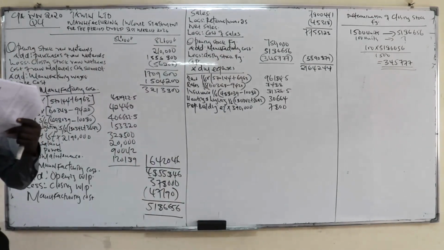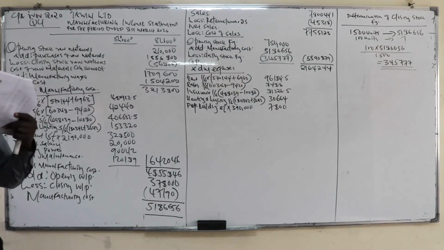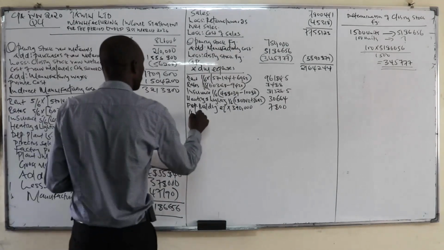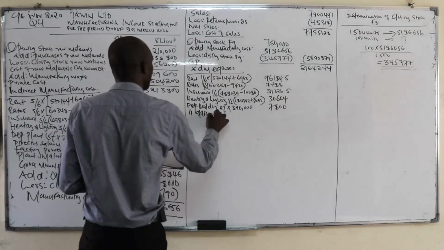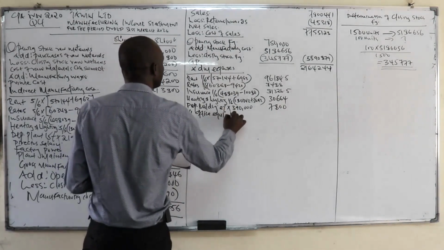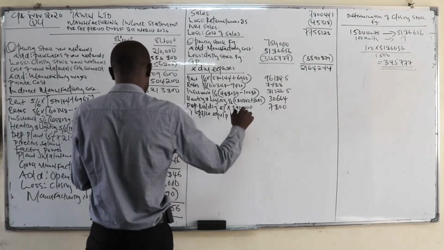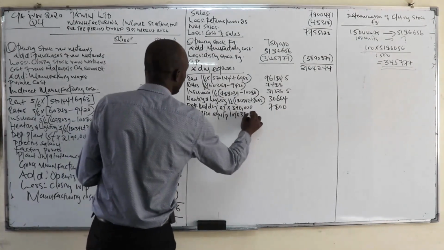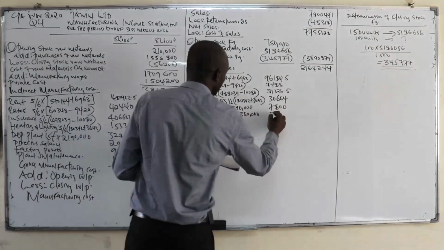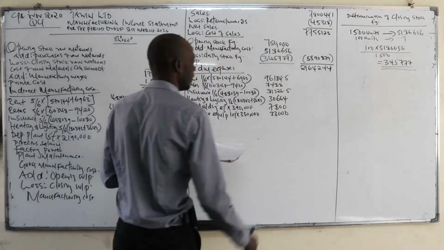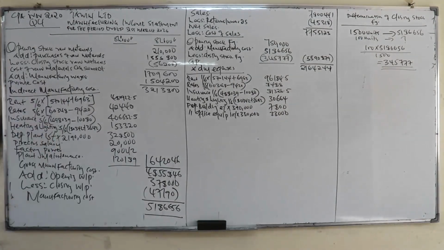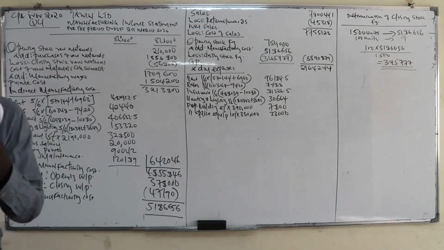And then depreciation office equipment, 10% of the cost, 330,000, which is 33,000. That is an admin expense. So we are through with note number 3 in regard to admin expenses.